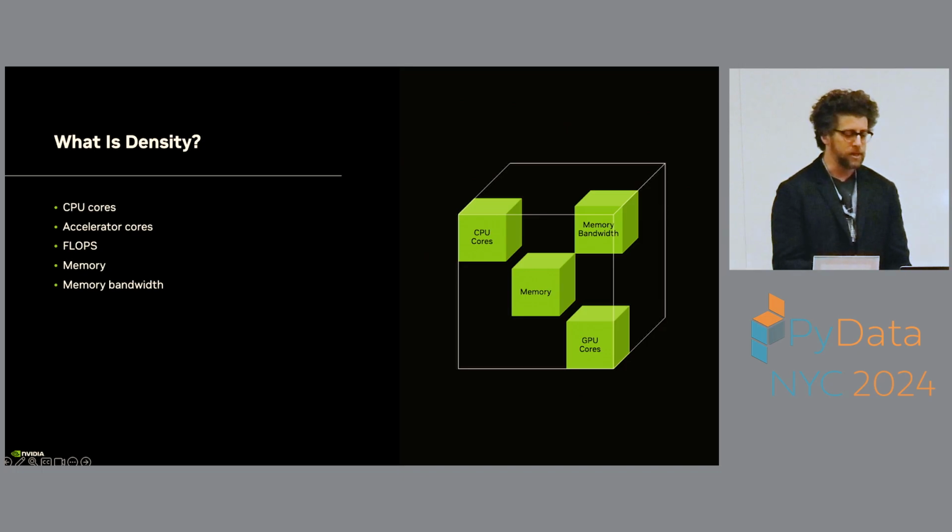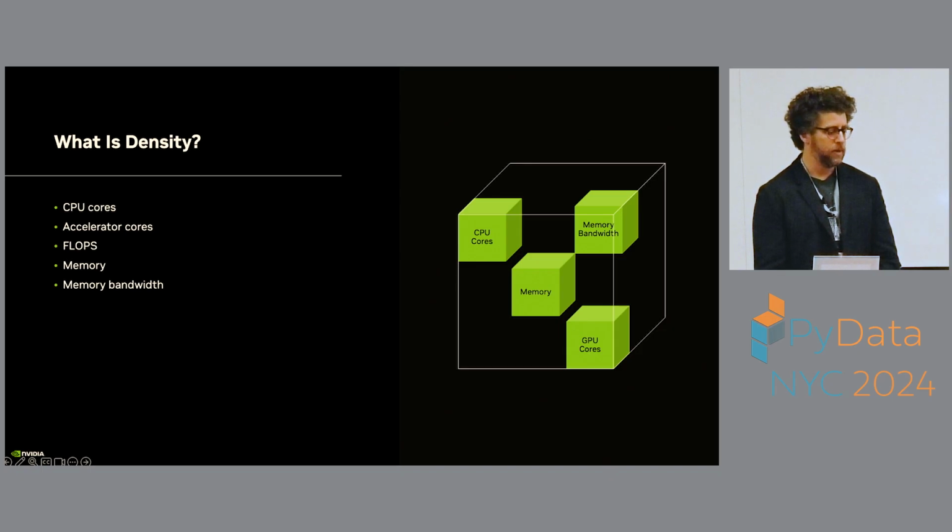So it's not just the CPU cores in your machine. It's not just the total RAM. It's the memory bandwidth. It's the amount of GPU cores. It's the memory bandwidth within these devices as well.